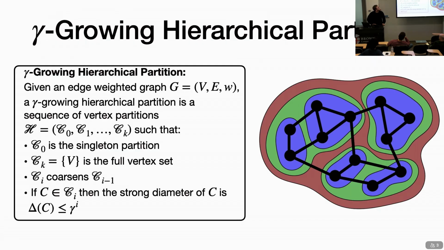And then lastly, we have the gamma growing part, which just says if you look at some part in the ith cluster, its strong diameter is going to be at most gamma to the I. So gamma is just some parameter of this hierarchy, could be anything, but it's gamma growing because in the ith cluster, everything's strong diameter is at most gamma to the I.